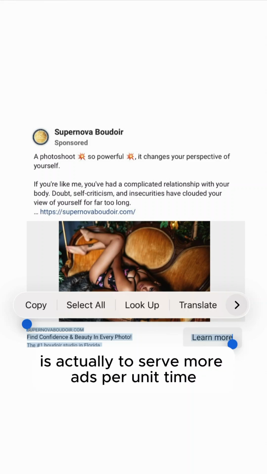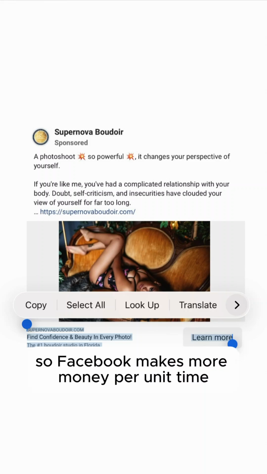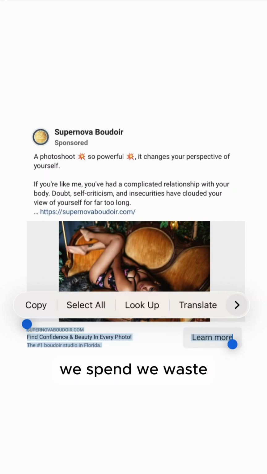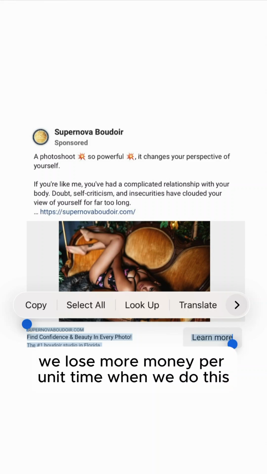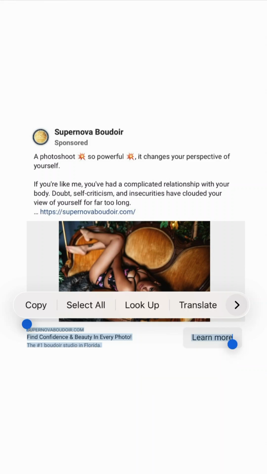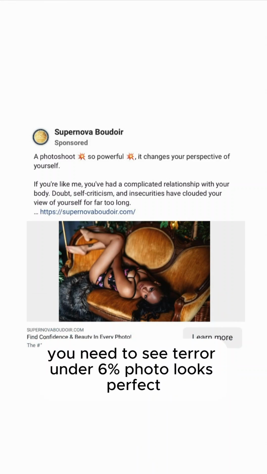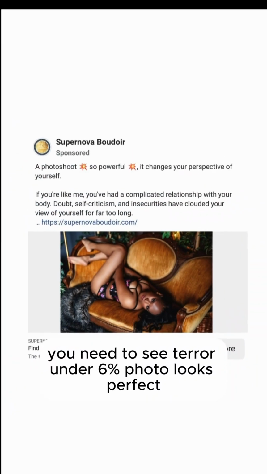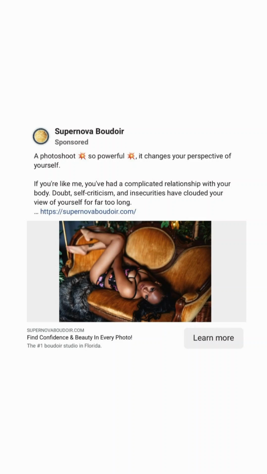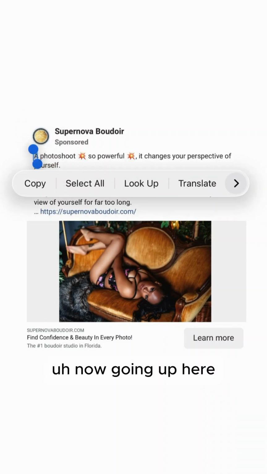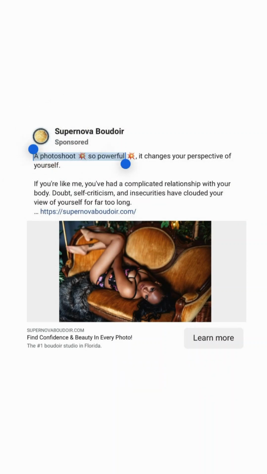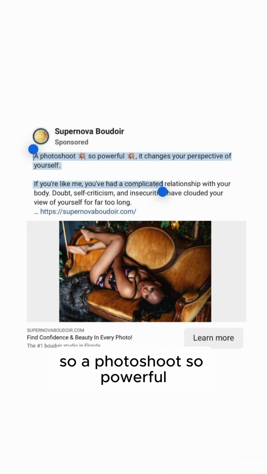Now, what Facebook gets is actually to serve more ads per unit time. So Facebook makes more money per unit time. We lose more money per unit time when we do this. And this is pulling our unique CTR under 6%. Photo looks perfect. Now, going up here. So photo shoot's so powerful, it changes your perspective of yourself.